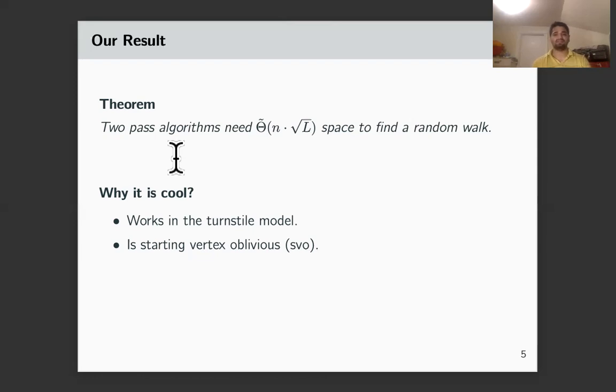This means that the same algorithm with the same number of passes and the same space complexity can actually output an L-length random walk from all the vertices in the graph, because it doesn't need to know which vertex to start from. And that's a really great property. It outputs n random walks for the price of 1.